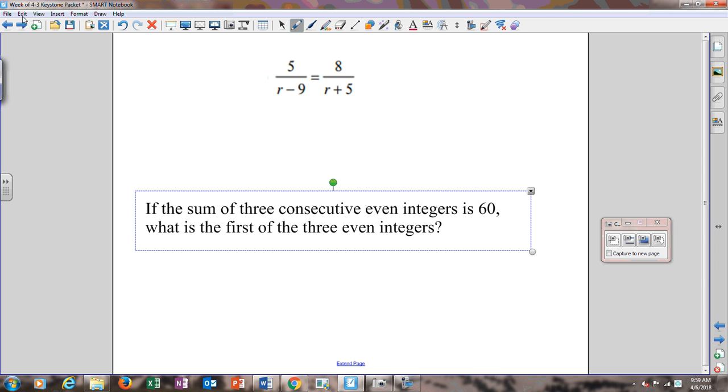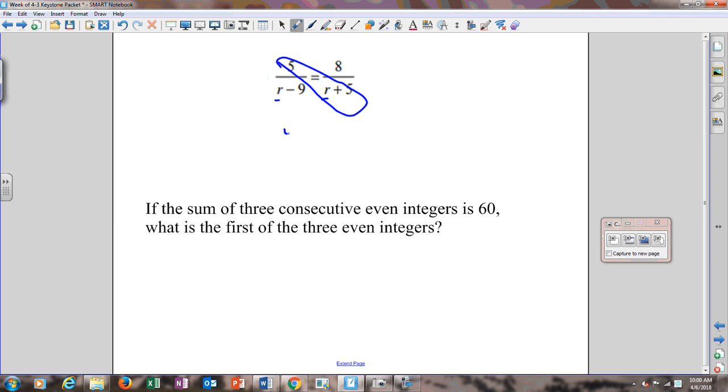the next type is where we have 5 over r minus 9 equals 8 over r plus 5. So when you have a question like this, where you have two fractions on opposite sides of the equal sign, especially when the variables are in the denominators, the easiest way to do this is to cross multiply. So it just becomes 5 times r plus 5 and 8 times r minus 9. Now, because we have to multiply the r plus 5 times 5, you have to distribute the 5 to both terms. So it's going to be 5r plus 25 equals 8r minus 72.